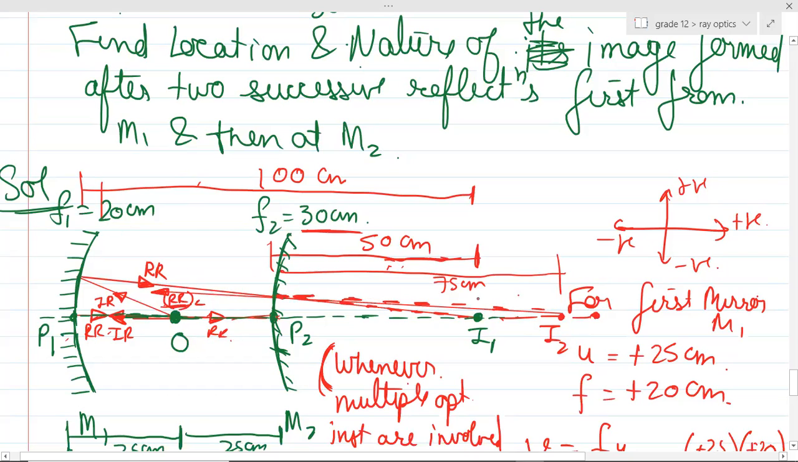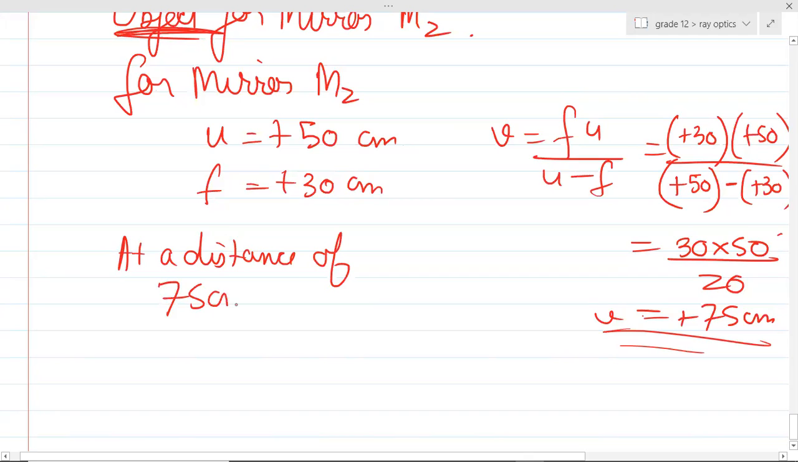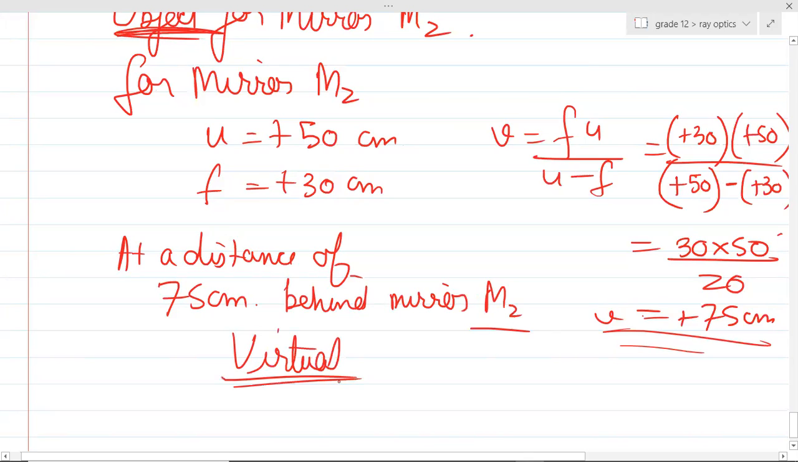Is this clear, guys? Although you don't need to draw that, your answer will be: where is the final image located? At a distance of 75 centimeter behind mirror M2. The image will be virtual because it is forming behind the mirror, right? Is this clear?